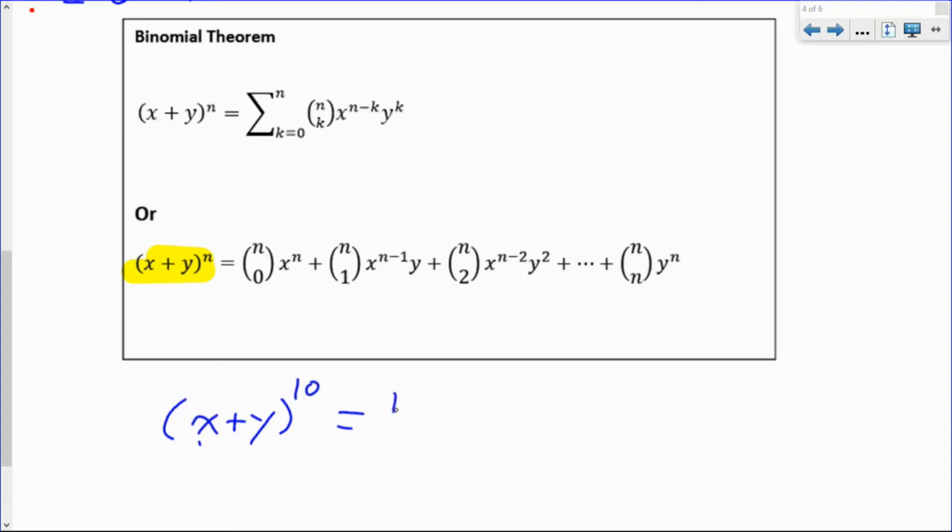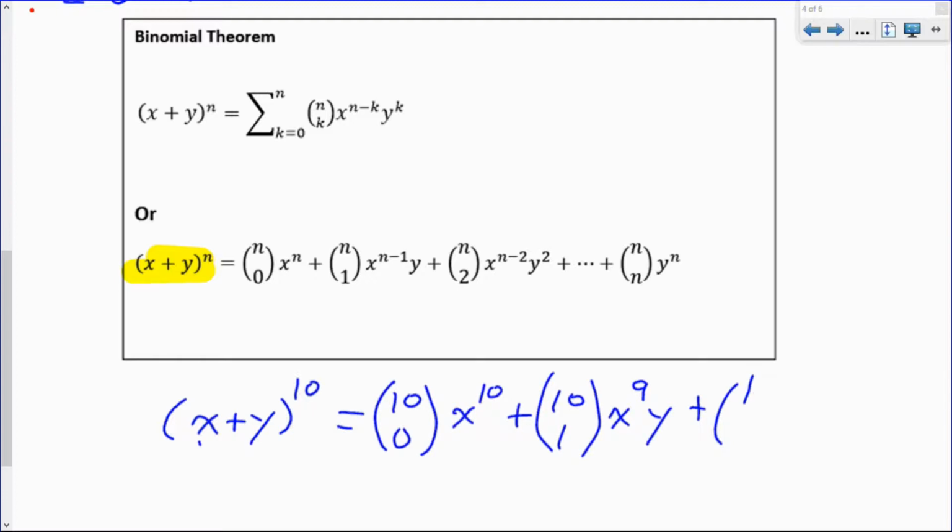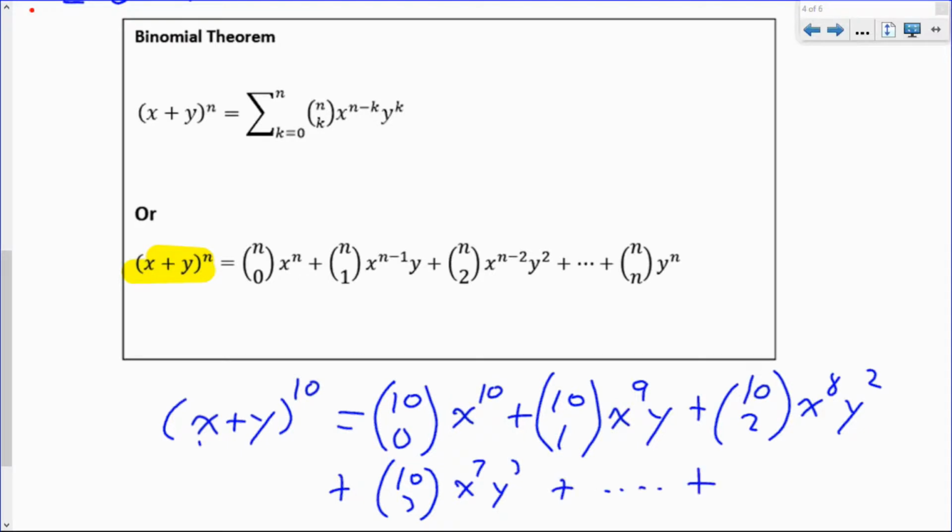So this is going to be 10 choose 0 times x to the power of 10 plus 10 choose 1. X to the power of n minus 1 is now x to the power of 9, and now we have a y. Plus the next one will be 10 choose 2, x to the power of 8, y squared. 10 choose 3, x to the power of 7, y cubed, all the way until I get to n choose n, which in this case is 10 choose 10 times y to the power of 10.